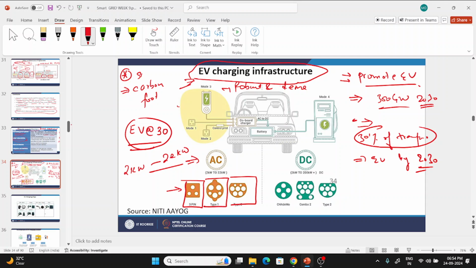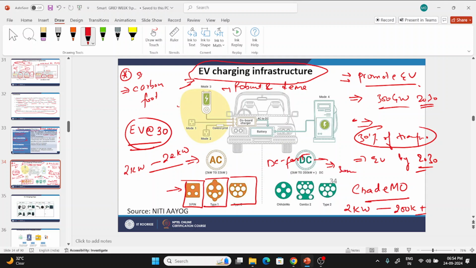But in DC, there is a sophisticated charger known as CHAdeMO, and the power ranges from 2 kilowatt to 200 kilowatt plus, more than that. So these are DC fast chargers. They can charge the vehicle in 30 minutes.